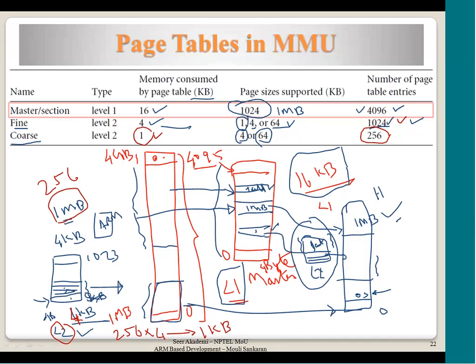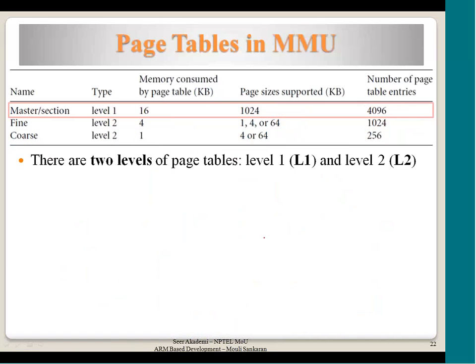And similarly, it also supports 64 KB pages. That means what? 16 times 4 is 64, right? So 16 consecutive entries in the L2 coarse table will have identical entries to support the 64 KB pages, similar to what I said about supporting 4 KB or 64 KB in the fine page table. So I hope you understand the different entries and what they correspond to. Let us go forward.